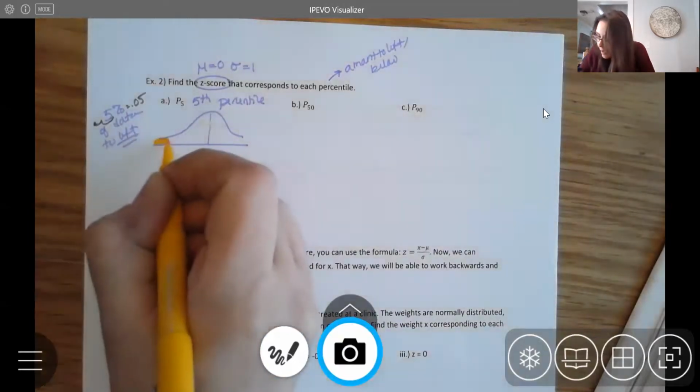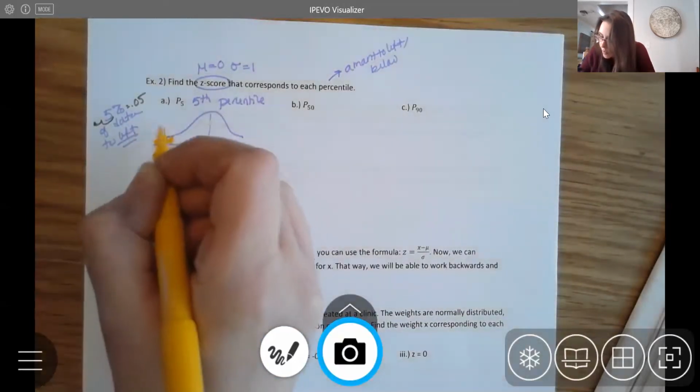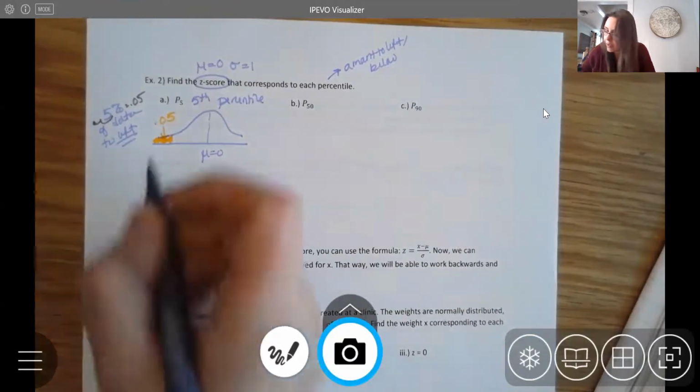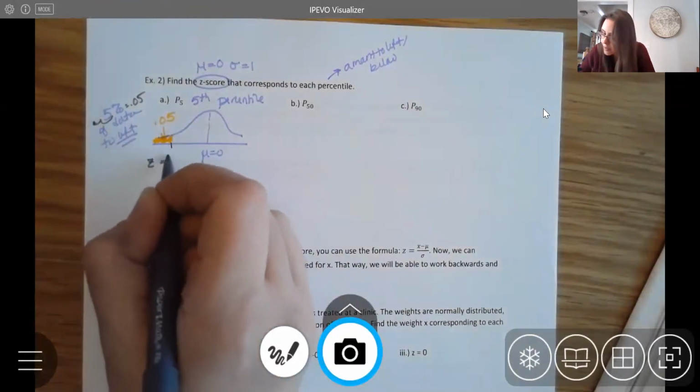So perhaps maybe up to right here. So this area is going to be 0.05. So again, percentile always is the area on the left. So this is 0.05. And again, you're looking for what is that z value.